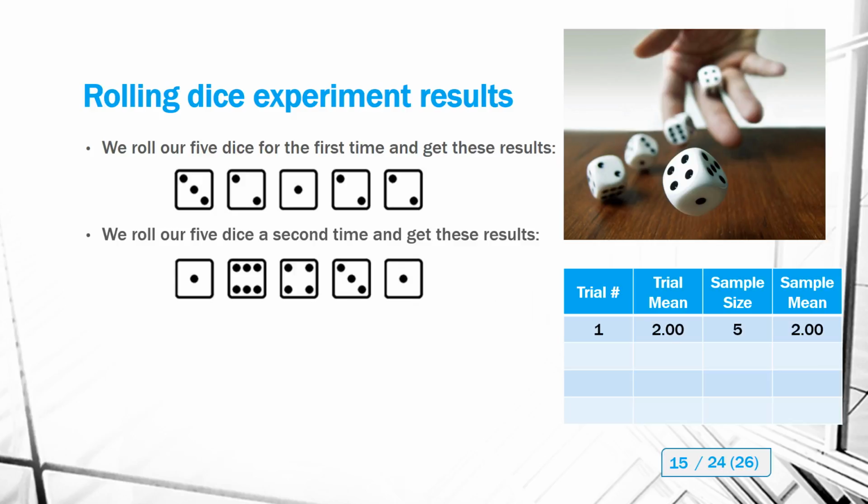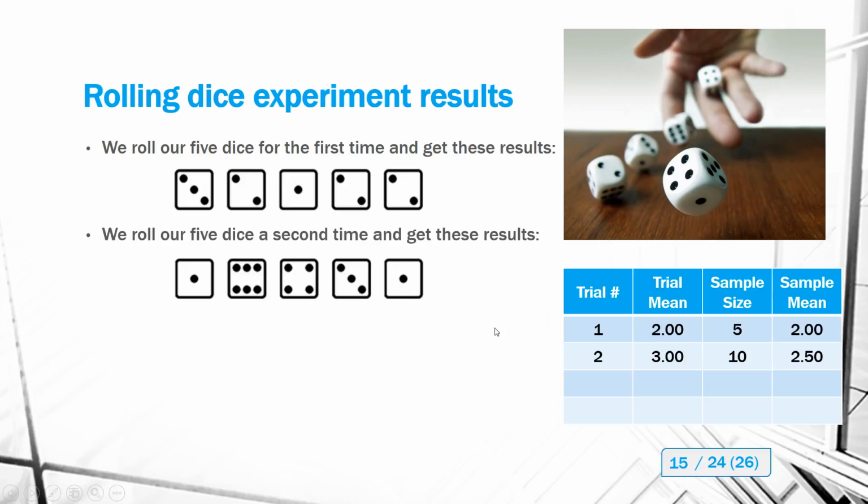Then we get these results out. We get a 1, a 6, a 4, a 3, and a 1. So now we get to update our table with a second trial. The mean of our trial outcomes is 3. We take 1 plus 6 plus 4 plus 3 plus 1. That gives us 15. 15 divided by 5 gives us 3. But notice that we now have 10 outcomes in our sample space. So our sample size is increased to 10. Therefore, when we're taking the sample mean, we include all 10 of these values in our mean value, our average.